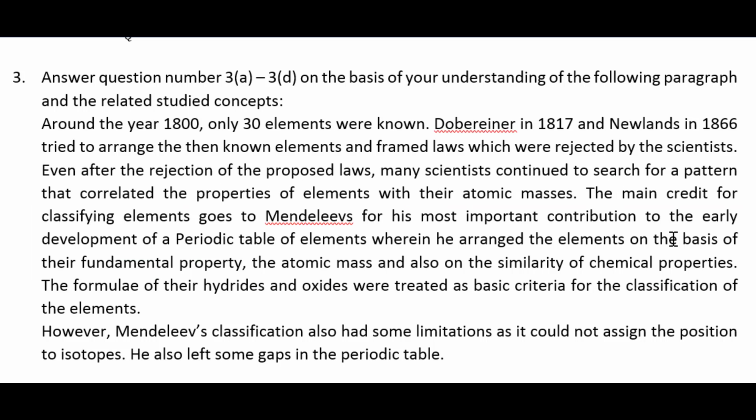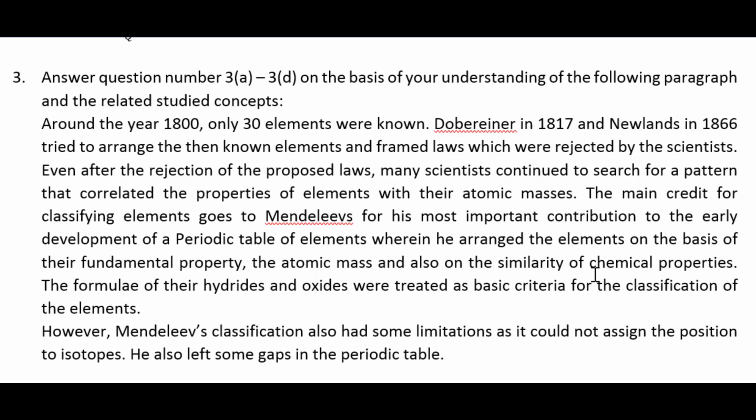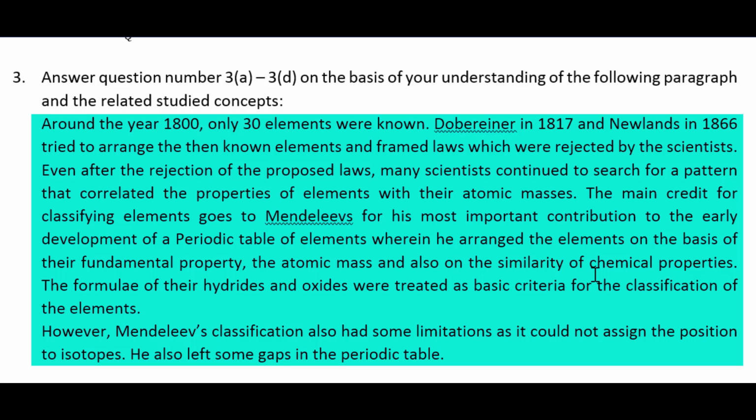Now question number 3. Answer question number 3A to 3D on the basis of your understanding of the following paragraph and the related studied concept. We have to carefully read the paragraph, and on the basis of the paragraph we have to answer the questions. Okay, the paragraph is: around the year 1800 only 30 elements were known. At the time of 1800 only 30 elements were known.